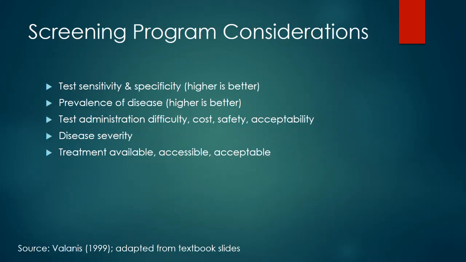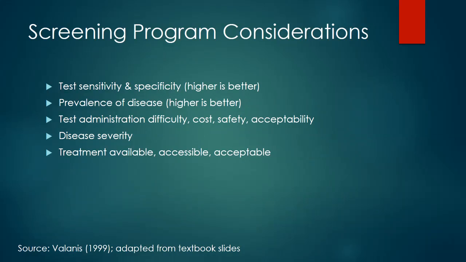We talked in an earlier module about screening programs and things we consider when deciding whether or not to implement them. The first is looking at the sensitivity and specificity of the test itself, where higher is better. We also want to make sure that there is a high enough prevalence of the disease in the population that our screening tests will be meaningful. We'll come back to that in a minute when we talk about positive and negative predictive value.